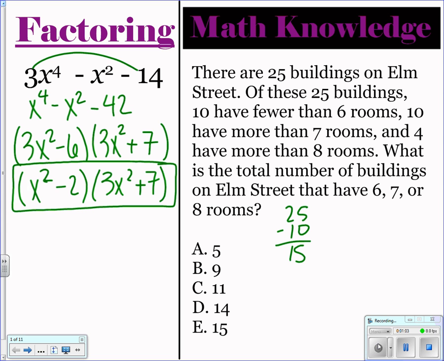It says 10 have more than 7 rooms and 4 have more than 8 rooms. Well, we are looking for the ones that have 6, 7, or 8. So if it has more than 7 rooms, that means that it could have an 8th room. So we don't want to throw those 10 out. But 4 have more than 8 rooms, so we do want to throw those 4 out. So if we throw out those 4, we're left with 11 that could have 6, 7, or 8 rooms. So that's going to be your answer for the math knowledge question.